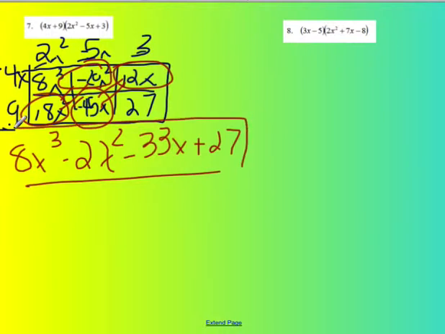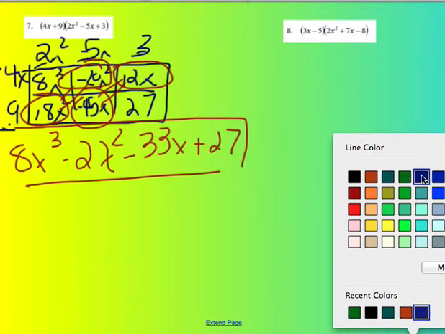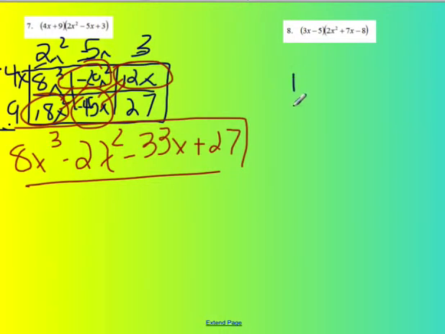We want to, again, make sure that all like terms are combined and that your exponents are going in descending order. So again, for number 8, I'm going to make a 2 by 3 box.